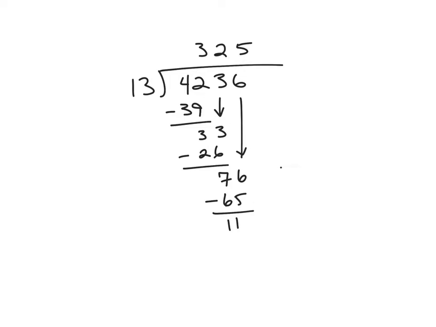11. And so I hate the middle school teacher that did this. It's like remainder 11. Never do that. It's actually 11 thirteenths. So it's actually 325 and 11 thirteenths, because it's not a remainder 11. It's an 11 out of how much? 13.